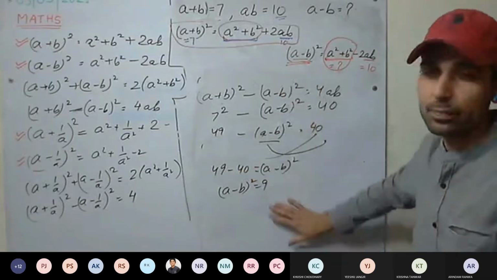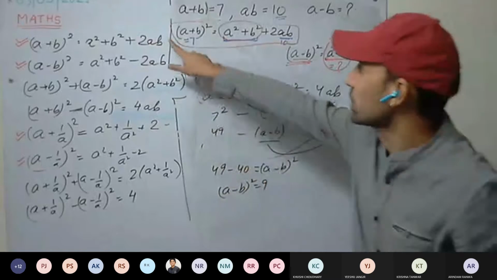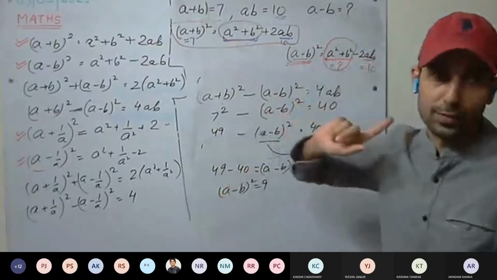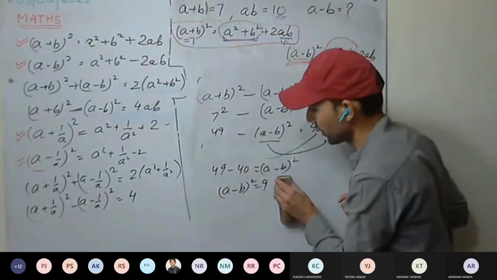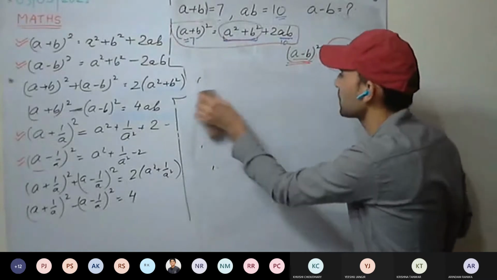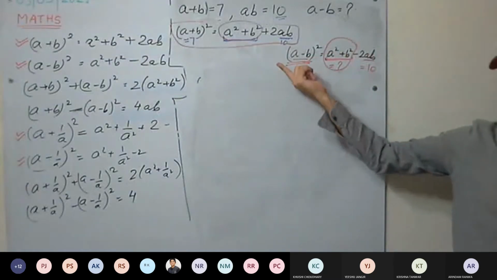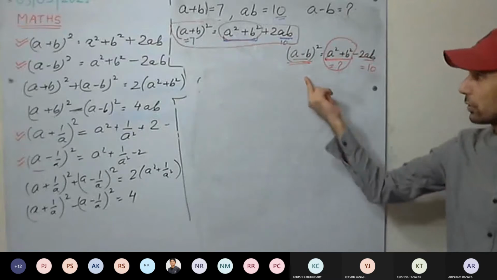But use these two methods to solve. This will help you much. Here we have simply used the identity; it's the shortcut. So don't use the shortcut here. Solve using this one. Don't use the shortcut, solve using this.